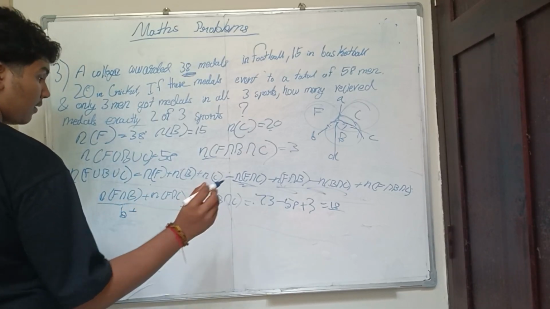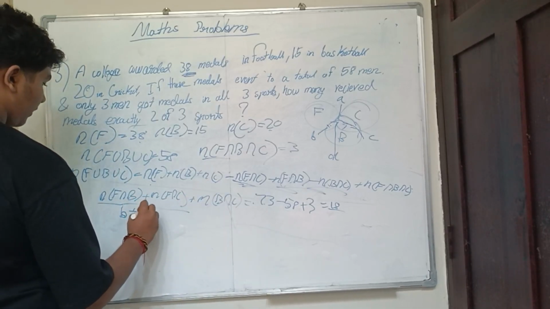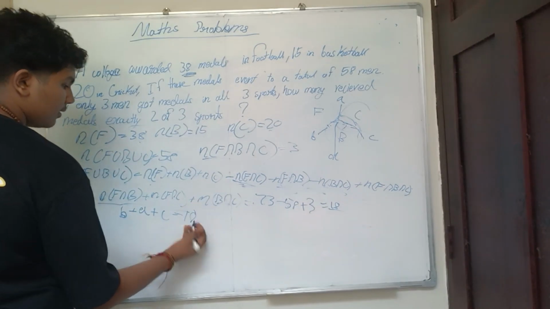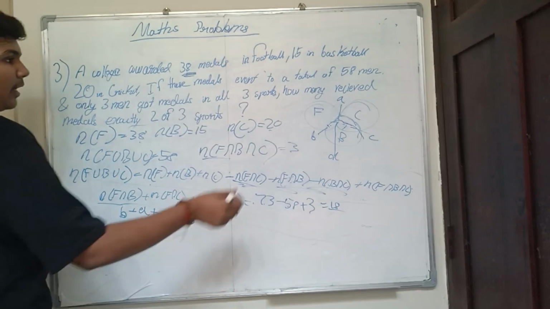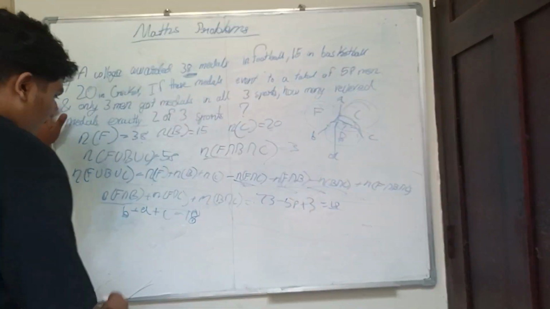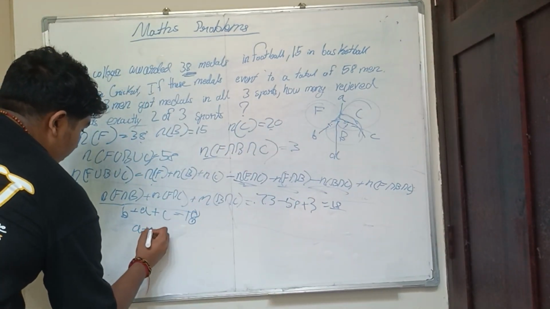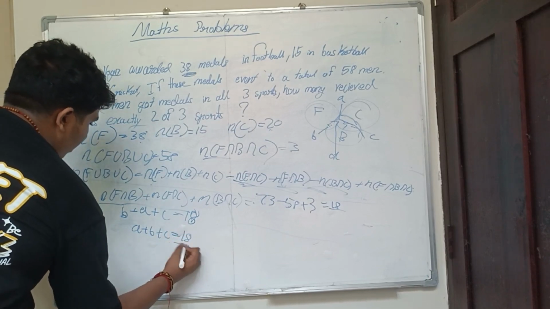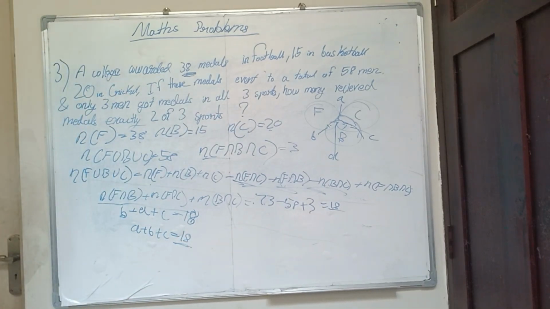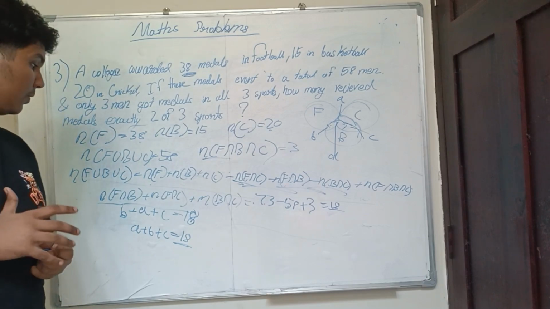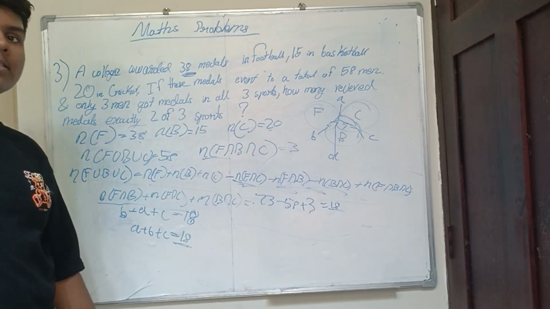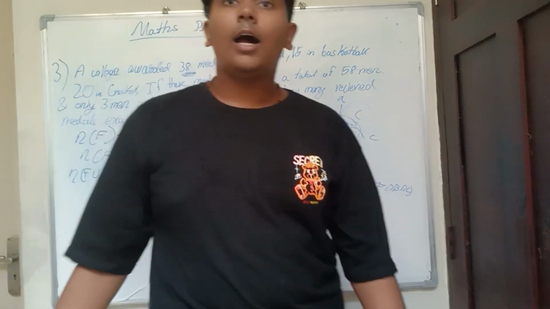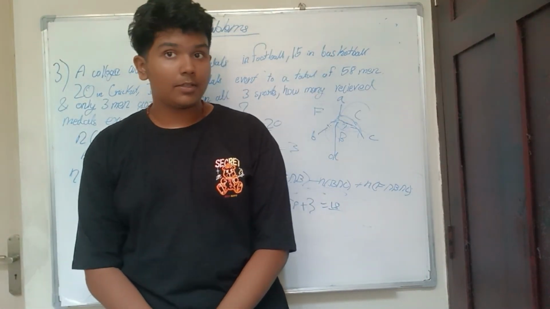So F intersect B is B, plus A, plus C is equal to 18. It doesn't make a difference where you want to put A, B, C, your choice. But the sum of these must be equal to 18. So how many received medals in exactly 2 of 3 sports? Totally 18 received medals. Hence we have solved the problem. I hope you all found this easy to understand.